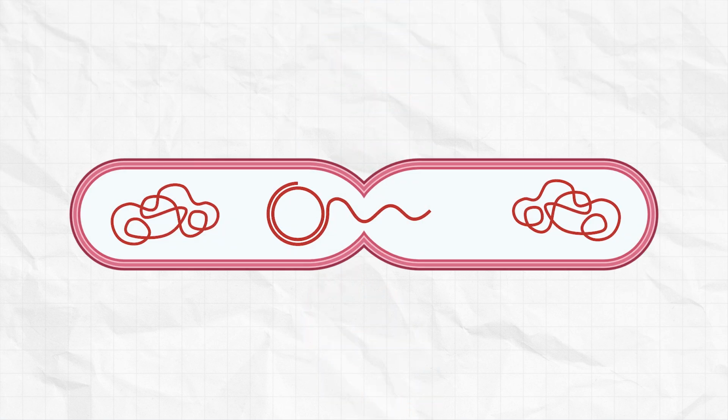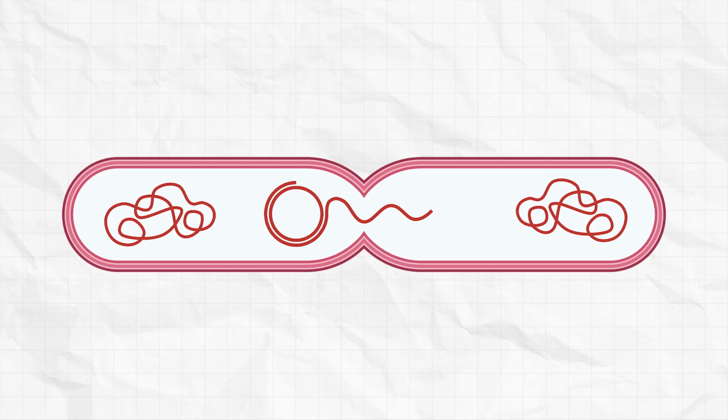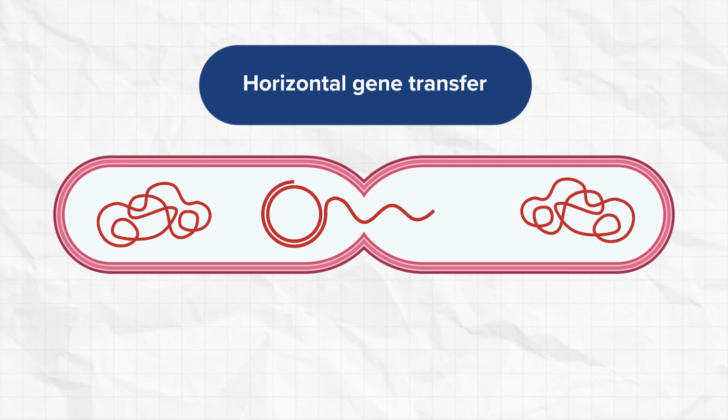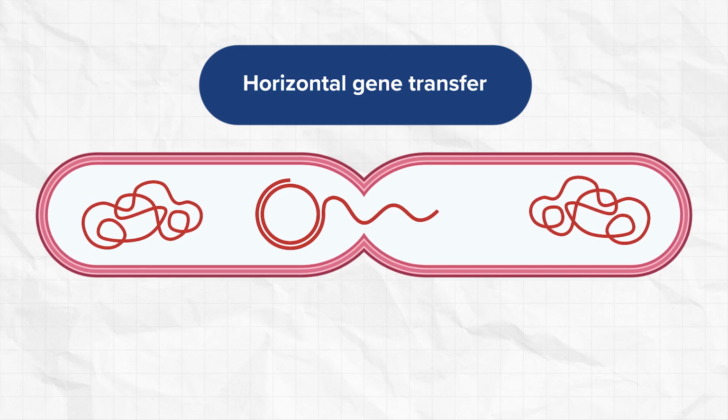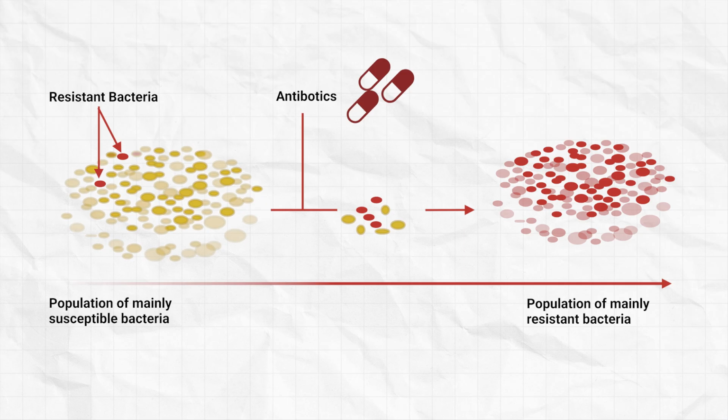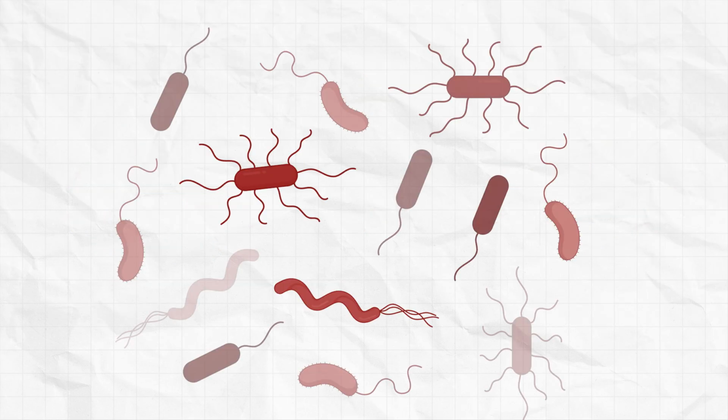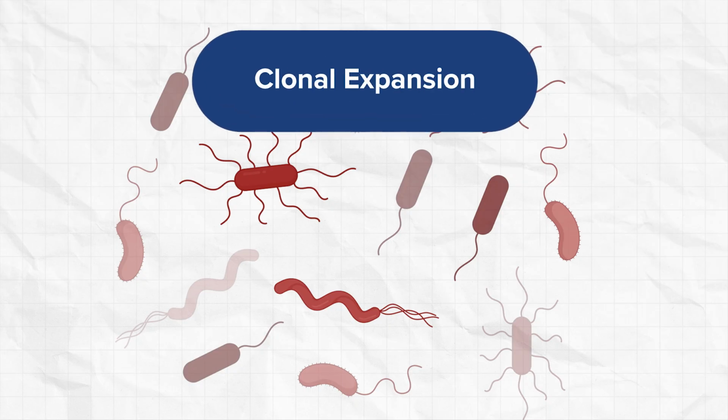However, mutations are not the only way bacteria can acquire resistance. They can also share resistance genes through a process called horizontal gene transfer, where genetic material moves from one bacterium to another, sometimes even across species. And this process can amplify the spread of resistance, especially when antibiotics are used. The use of antibiotics can create selective pressure, eliminating sensitive bacteria and allowing resistant ones to survive and multiply. This process of rapid replication and proliferation of a single resistant clone is known as clonal expansion.